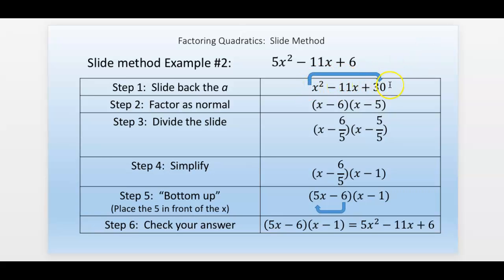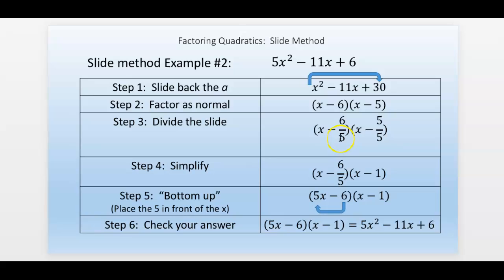Again, now we know how to factor this. Again, the signs are the same. They're both negative in this case. All right, 5 plus 6 gives you the 11, and they're both negative. All right, then you divide by the slide. We slid back a 5.